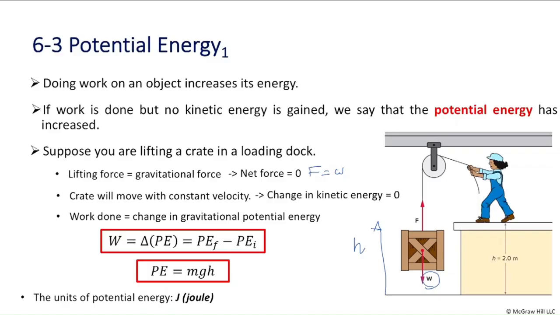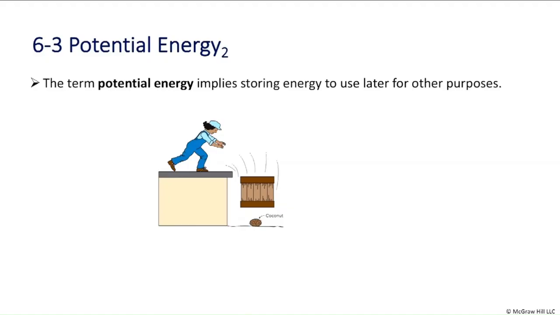Now imagine letting go of the rope. What happens to the crate? It accelerates downward, and the potential energy it had is converted into kinetic energy. So the term potential energy literally means energy that is stored to be used later for other purposes. So think back to our crate example.